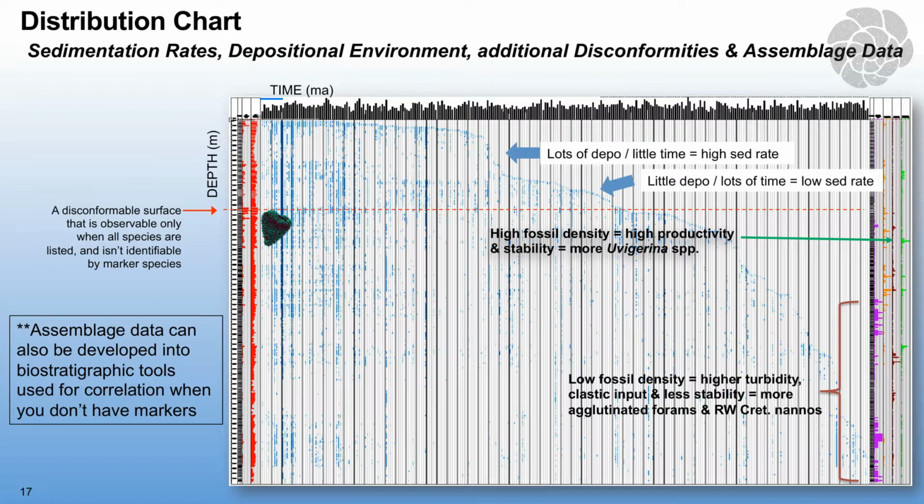For disconformable surfaces, I know it's small, but you can kind of see it here, this flat top. All of these species truncate at this depth on this surface. These sorts of patterns can be helpful when you don't have a marker. If you need more resolution and you don't have markers, this sort of signal and pattern can also be a helpful biostratigraphic tool. So I'm going to show you some examples of that on this slide.